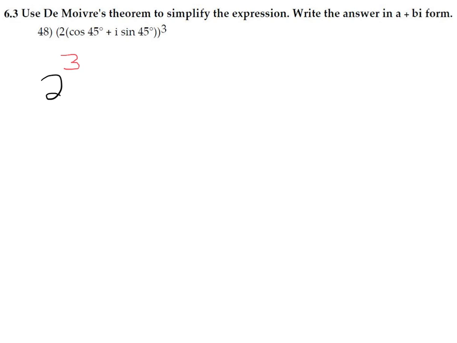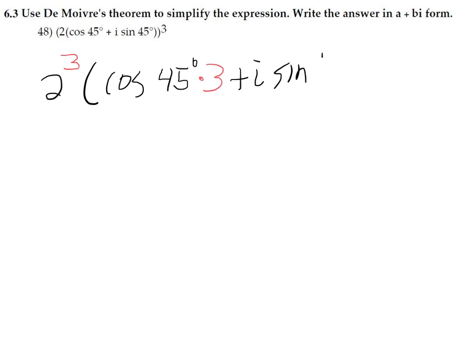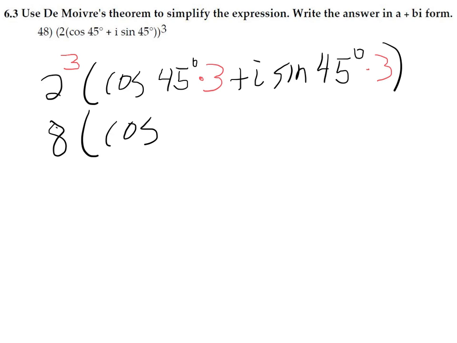All right. And then the 45 degrees, the 3 is multiplied, and plus I sine 45 degrees times 3. So this is how the 3, the exponent, distributes. Now we just simplify. For example, 2 cubed is 8. 3 times 45 is 135, plus I sine, this is also 135 degrees. Now that is the answer in trigonometric form.